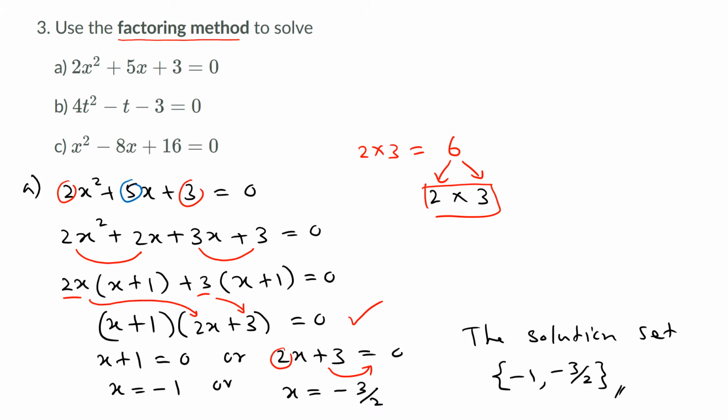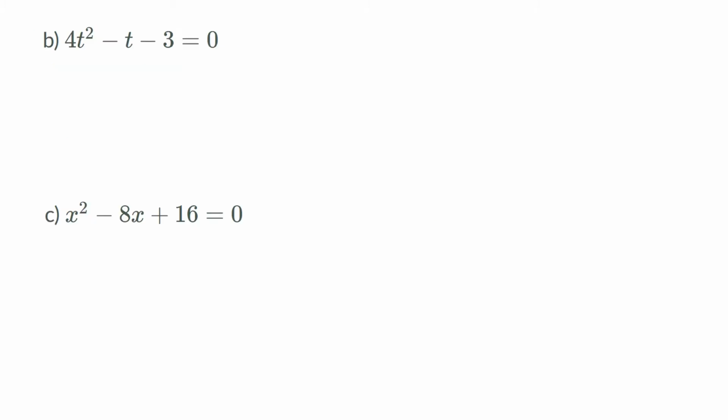So let's look at the other problem, the second one. You can see the variable is t now. We can do the same thing as before. Look at the two numbers: we have 4 and -3. So it is 4 times -3, which is -12. Again, you try to find two numbers that when you multiply, you get -12, and when you add, you get -1. So those two numbers should be -4 and 3.